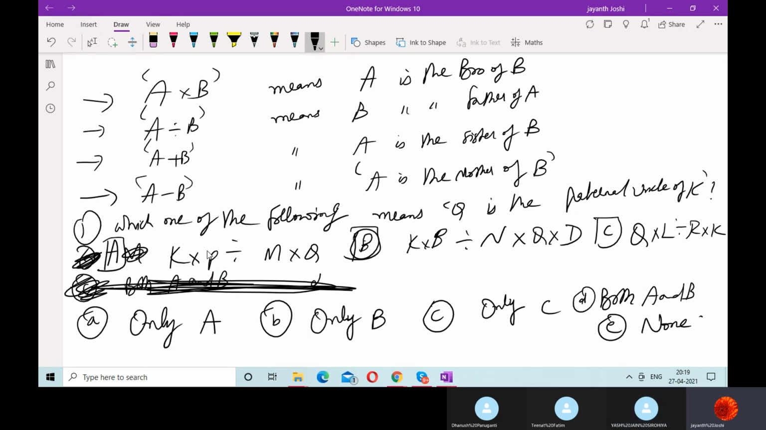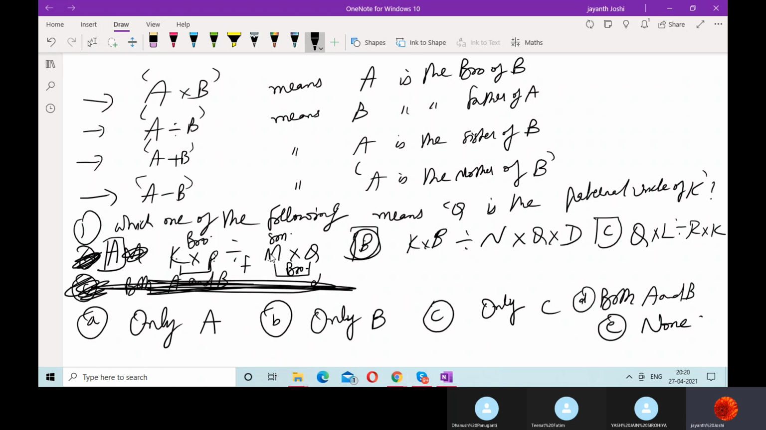Please listen. K is the brother of P, and P is the father of M, and M is the brother of Q. K is the brother of P, P is the father, so this guy is the son, correct? Yes, sir. So we are not getting the relationship here. Why? Because K is the brother of P, P is the father of M, and M is the brother of Q. So Q is not the paternal uncle. These both guys are brothers, correct? Yes, sir. So how come Q is not the paternal uncle? Q is kind of nephew to K, correct?